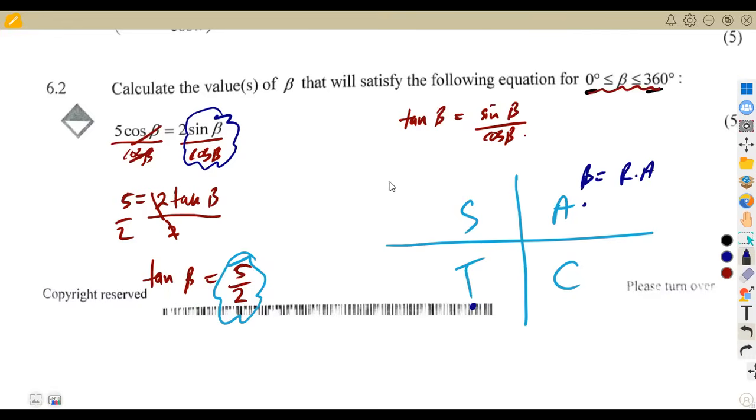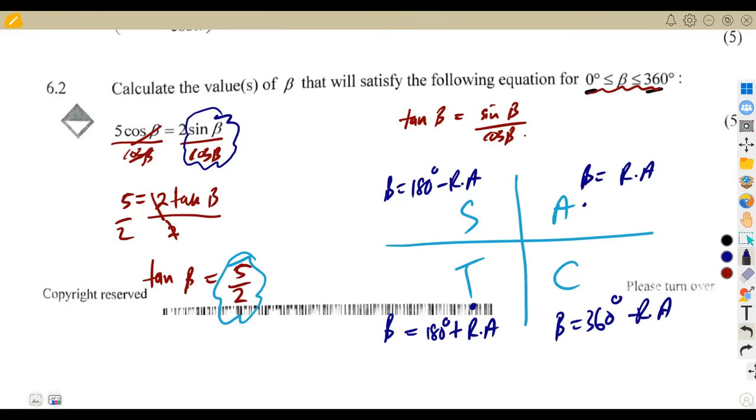In the second quadrant, beta is going to be 180 degrees minus the reference angle. I talked about this in the trigonometry introduction. In the third quadrant, beta is going to be 180 degrees plus the reference angle. In the fourth quadrant, our beta is going to be 360 degrees minus the reference angle. What is the reference angle?